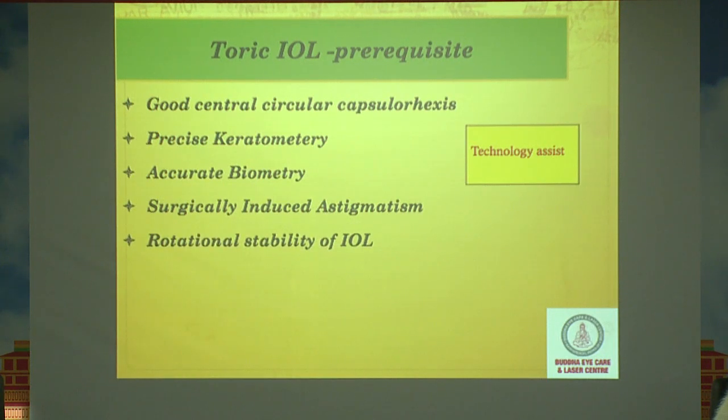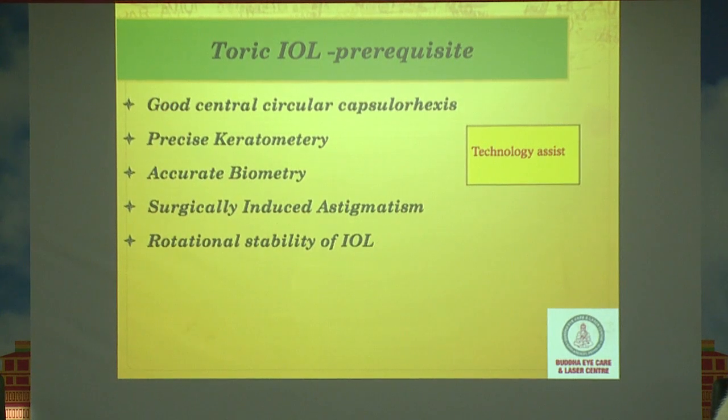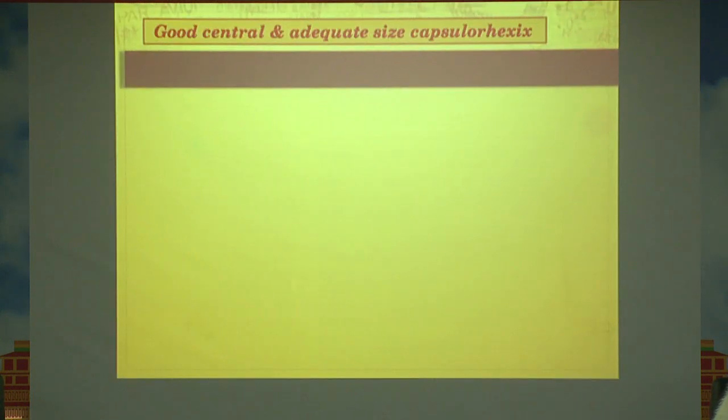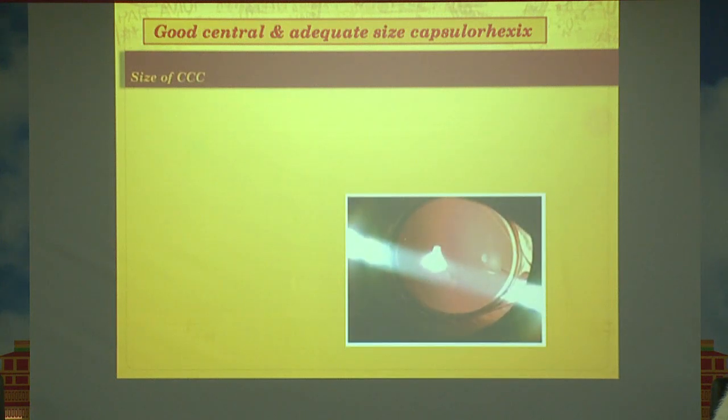There are certain IOL makes and materials which have an effect on rotational stability of the IOL. We'll come to that later. Material of the IOL is important, and marking the axis is very important. You have to mark the axis perfectly, and you can use various methods for marking, including a markerless viewing system. Size of the capsulorhexis is important: it should not be more than 5.5, maybe slightly smaller is preferable in these cases, and it should be central.